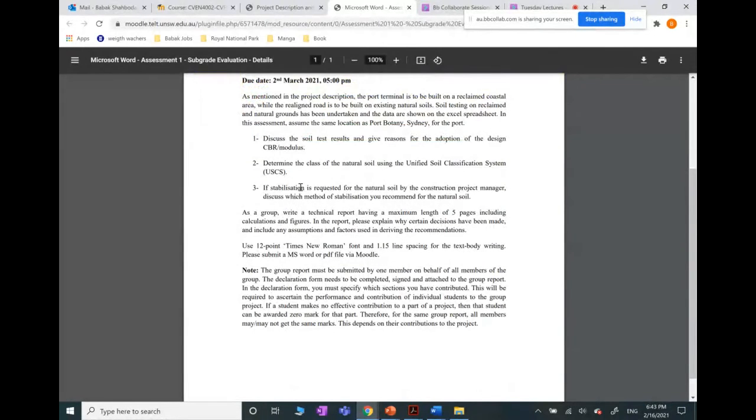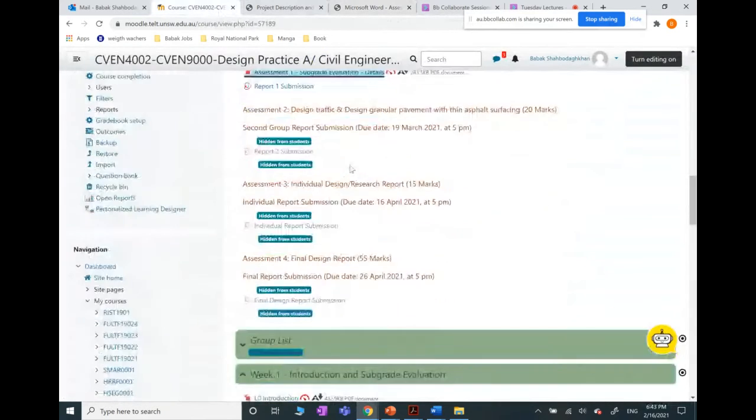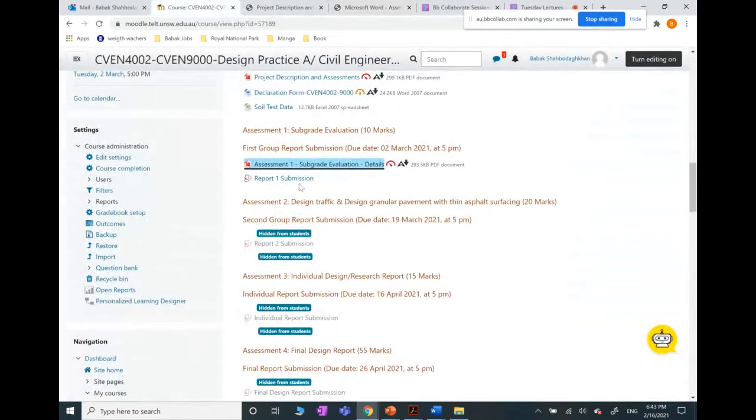For example, for the first assessment, I provided details. There is a maximum length of 5 pages. I also explained which font you need to use, what the line spacing should be for preparation of the report, and so on. And for the submission of the report, you need to submit it through Turnitin. So here is the link for the submission.